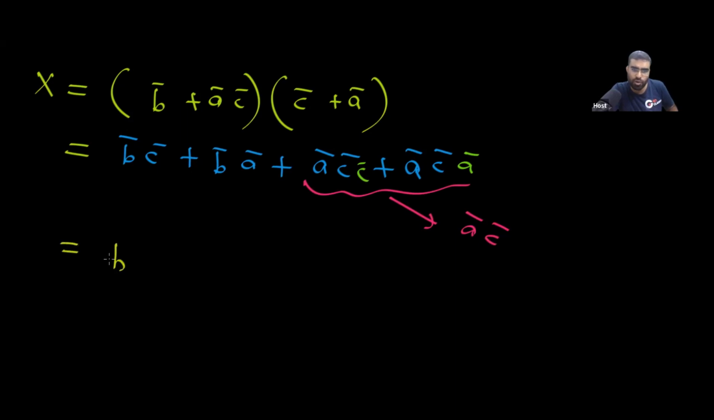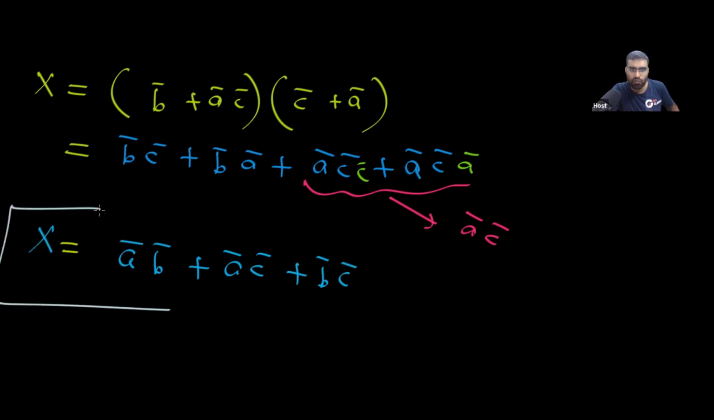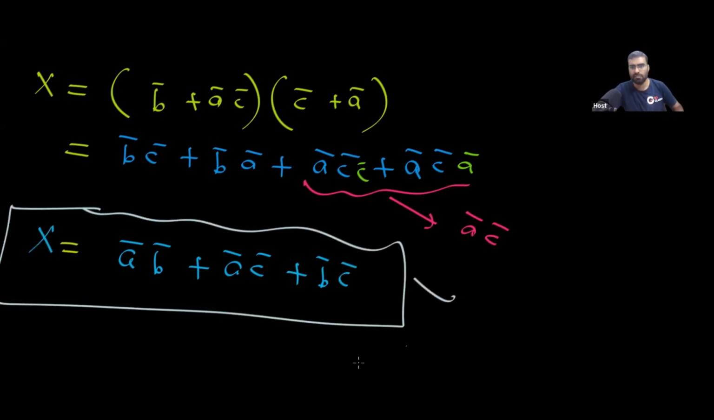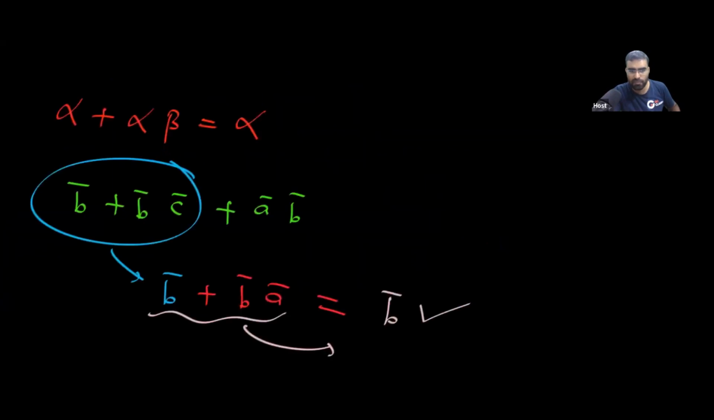So finally what did we get? B bar, C bar or B bar, A bar, or A bar, C bar. I can say you got A bar, B bar or A bar, C bar or B bar, C bar. This is your x. Is this clear? So we found x.